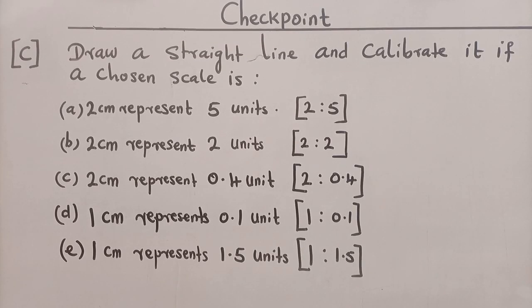And now, checkpoint number C. It says, draw a straight line and calibrate it if a chosen scale is: A, 2 cm represents 5 units. B, 2 cm represents 2 units. C, 2 cm represents 0.4 unit. D, 1 cm represents 0.1 unit. And E, 1 cm represents 1.5 units.